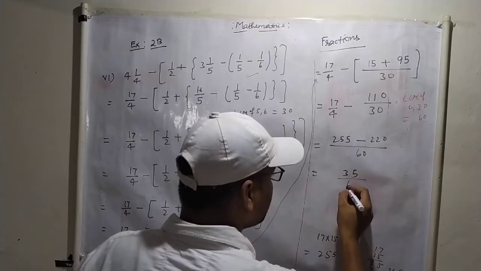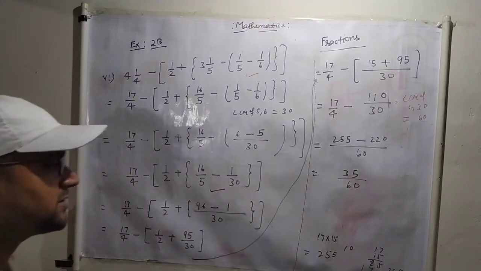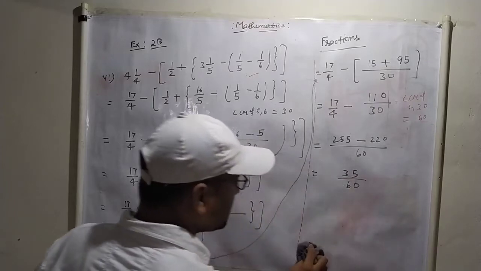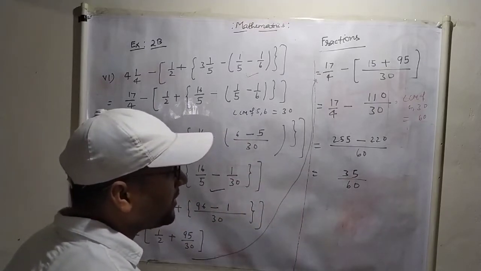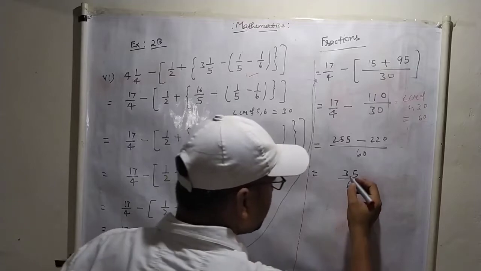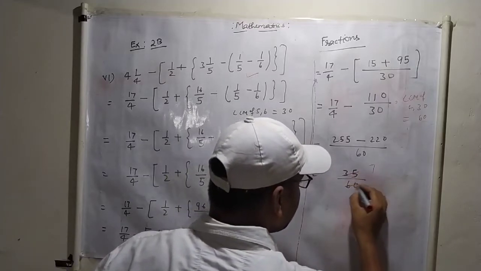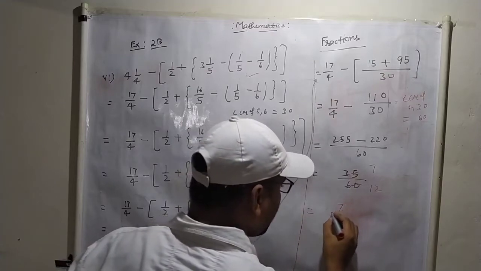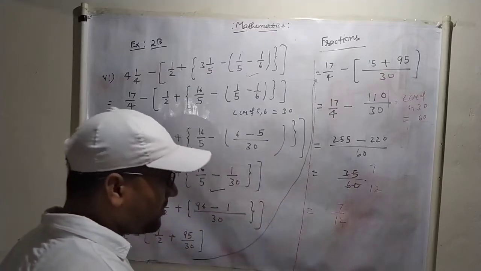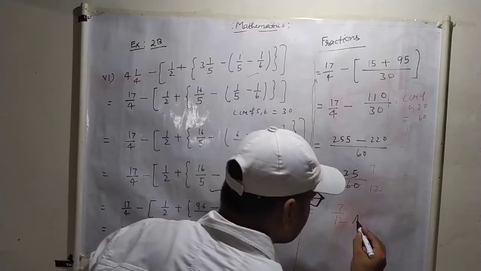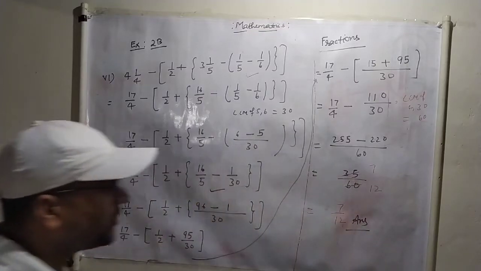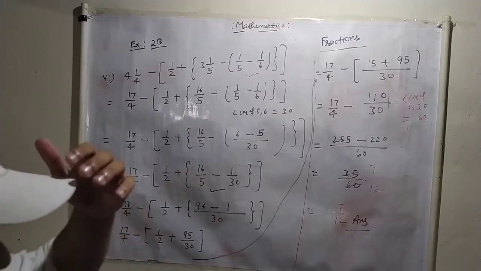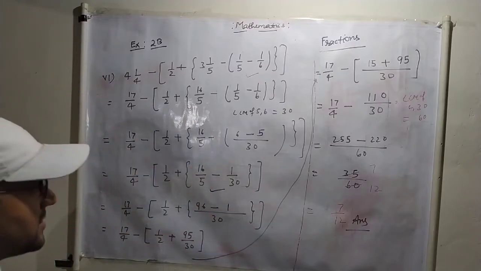So 35 upon 60, and if it can be cancelled by any common number, you cancel it. It is cancelled by 5: 5 7s are 35, 5 12s are 60. You get 7 upon 12. 7 upon 12, that is your answer.